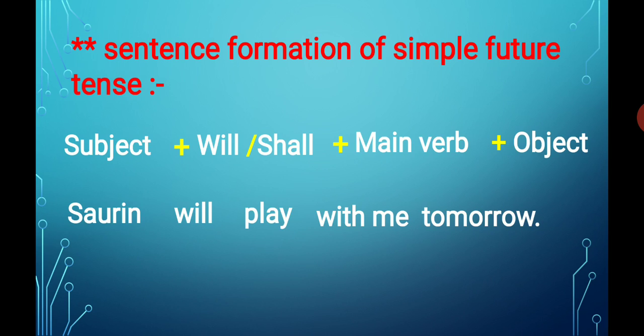Saurin will play with me tomorrow is the object. Okay, so what will be the sentence? Saurin will play with me tomorrow. The sentence is in a simple future tense. Got it? So it is a very easy tense to learn. You just have to put will or shall before the verb and the sentence will be in a simple future tense.